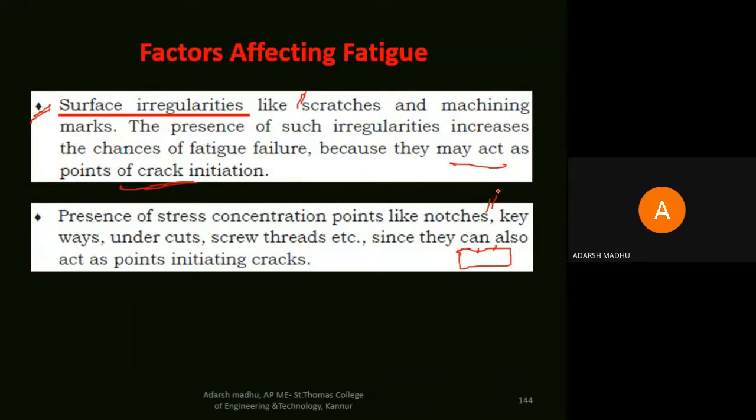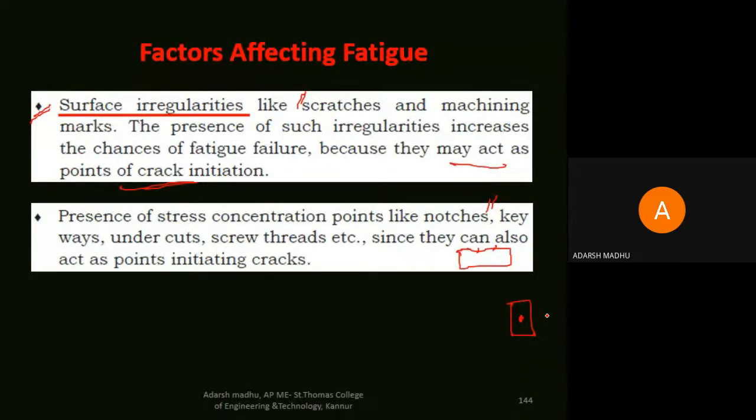Presence of stress concentration points like notches or keyholes. Keyholes will be there in any material. For making a keyhole in any metal or material, we are drilling it. We are drilling it to prepare a keyhole. When we fix a key in it, we have already made a crack or a drill point in that particular material.